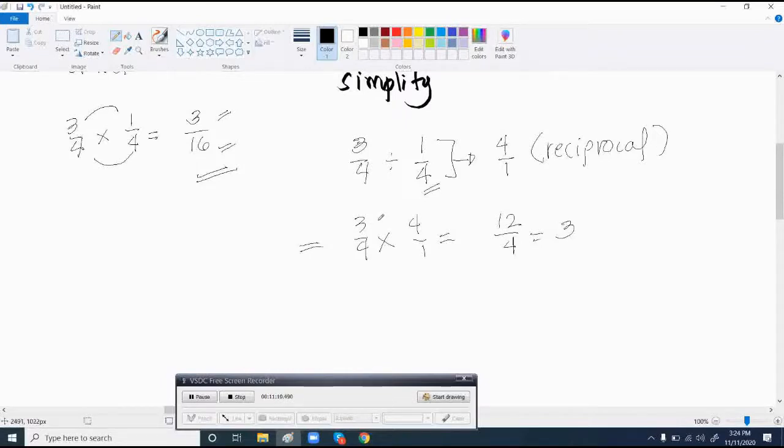So, following the rules in multiplication of fraction, 3 multiply 4 will give you 12. 4 multiply 1 will give you 4. And then simplify your product. 12 divided by 4, the final answer will be 3.